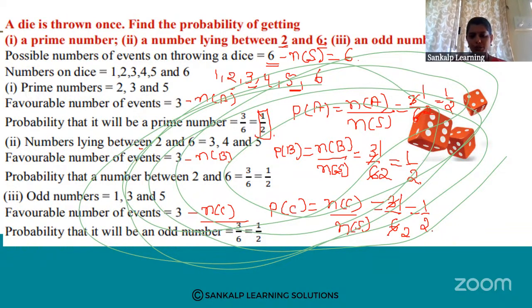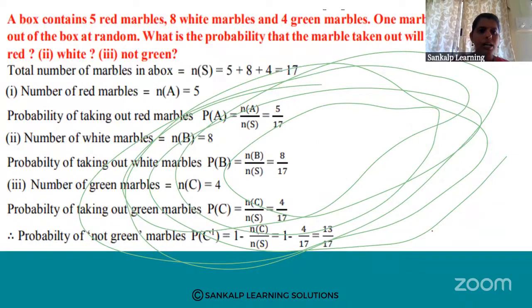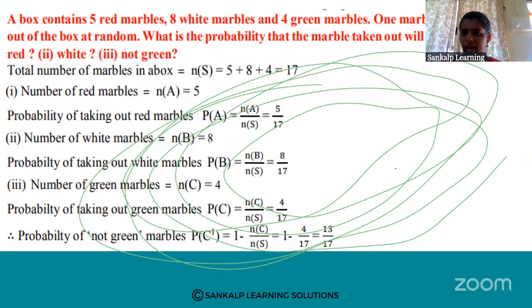Okay, understood? Next, a box contains 5 red marbles, 8 white marbles and 4 green marbles. One marble is taken out from the box at random. What is the probability that the marble taken out will be red, white, not green? Here they have asked not green. Okay, so in the box how many marbles are there?